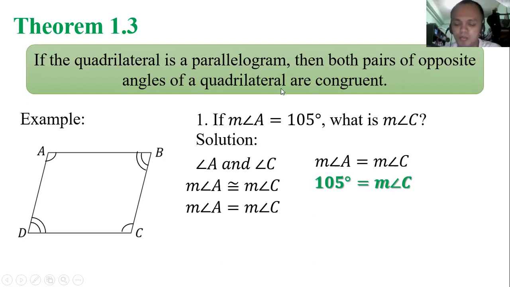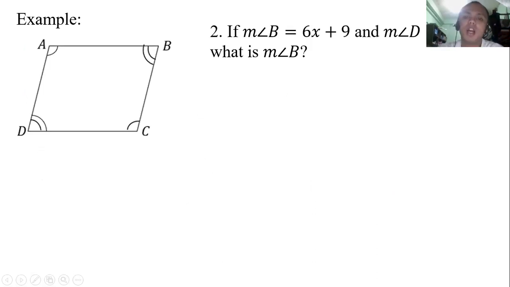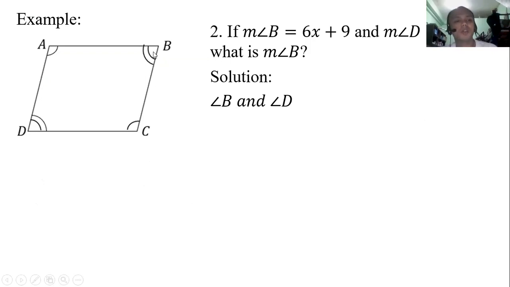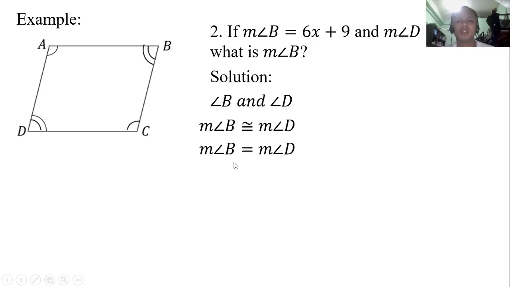Following this theorem. Next, if measure of angle B is equal to 6x plus 9 and measure of angle D is equal to 81, what is measure of angle B? Now, angle B and angle D are opposite angles here based on this figure. They are congruent, and they are equal. Substitute your measure of angle B to 6x plus 9, your angle D to 81. In case na di nyo nakikita, 81 yung value ng measure of angle D dyan.